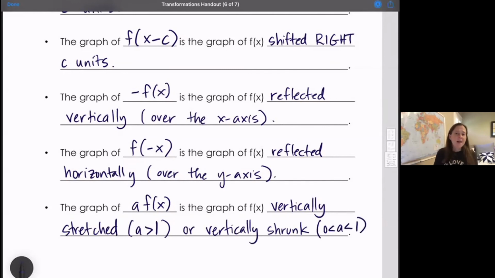If a happens to be a negative number, we're going to think about that as two separate transformations, the negative being the flip and then the number being the stretch or the shrink. All right, let's go see what happens to some other graphs whenever we stretch them or shrink them.